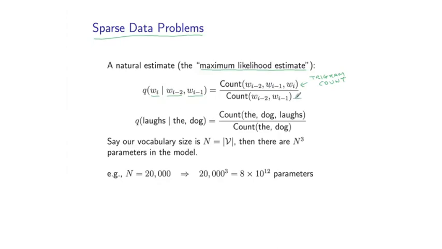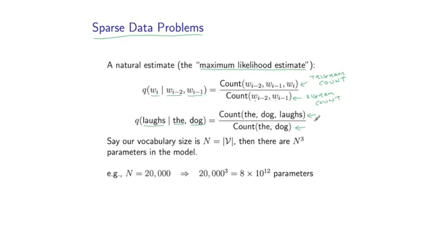On the denominator, I have the bigram count, and that is simply the number of times I've seen the words wi minus 2, wi minus 1 in my training data. So let's take a specific parameter as an example. Say I want to estimate the parameter corresponding to the probability of laughs, given that the previous two words are the and dog. I just have the ratio of these two counts, the trigram count and the bigram count.